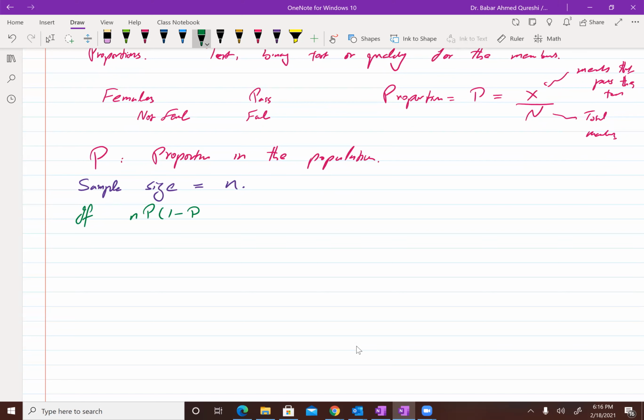If this is true, you can take it as a rule of thumb, then this p hat, which is small p hat, the sample proportion. So you're picking a sample. Every time you pick, you have a chance. Your proportion will not be fixed. Your proportion will be a random variable. It will be hopping around. So it will have a probability distribution.